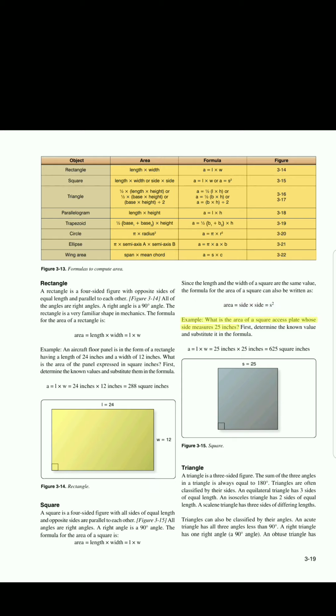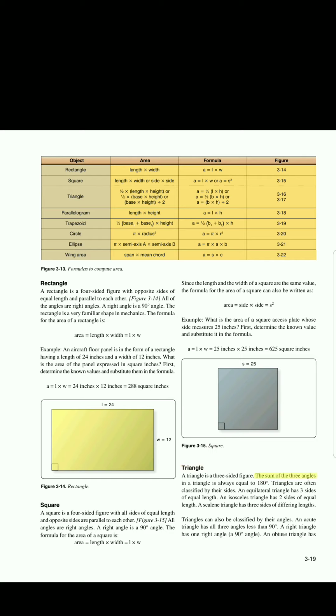Example. What is the area of a square access plate whose side measures 25 inches? First, determine the known value and substitute it in the formula. Area equals L times W equals 25 inches times 25 inches equals 625 square inches. S equals 25. Figure 3-15. Square.